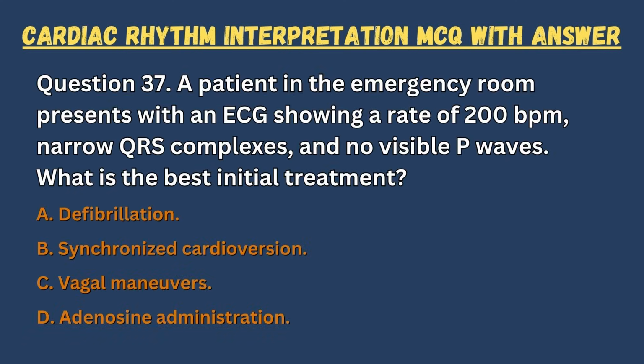Question 37. A patient in the emergency room presents with an ECG showing a rate of 200 BPM, narrow QRS complexes, and no visible P waves. What is the best initial treatment? A. Defibrillation. B. Synchronized cardioversion. C. Vagal maneuvers. D. Adenosine administration.